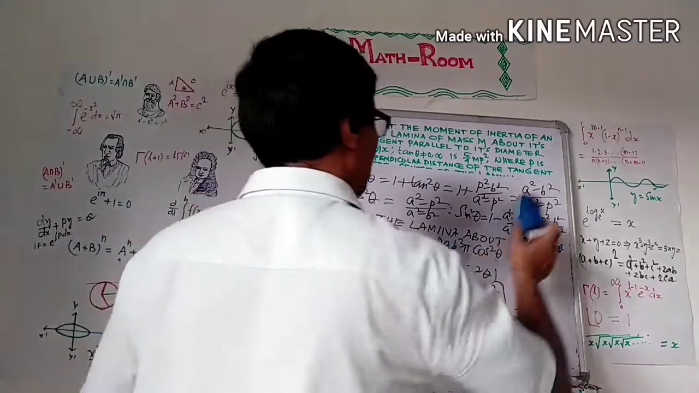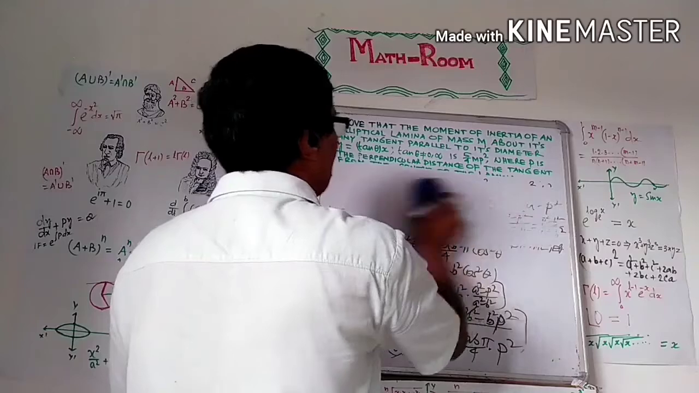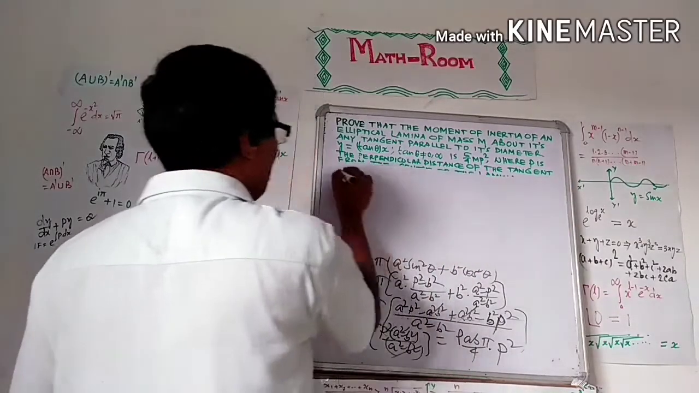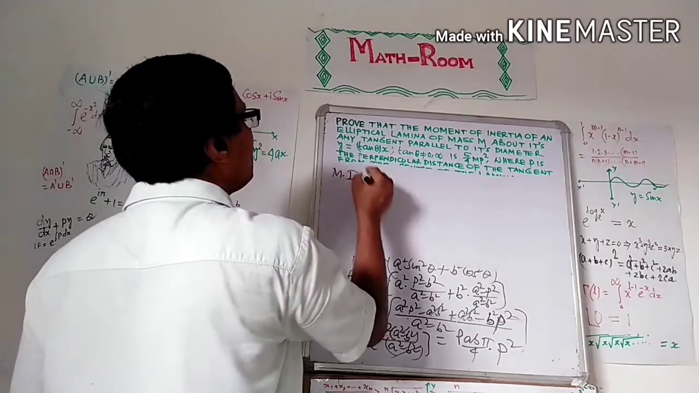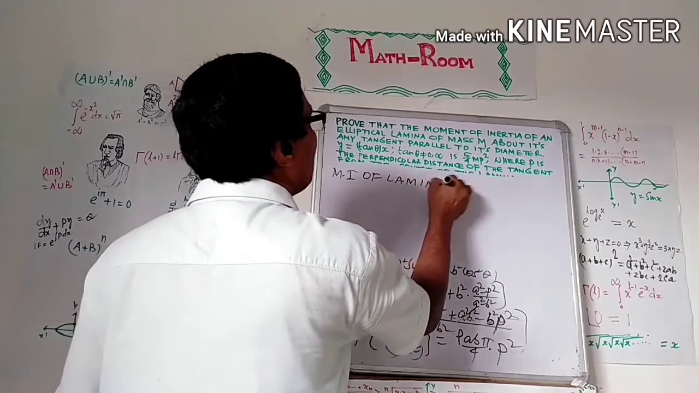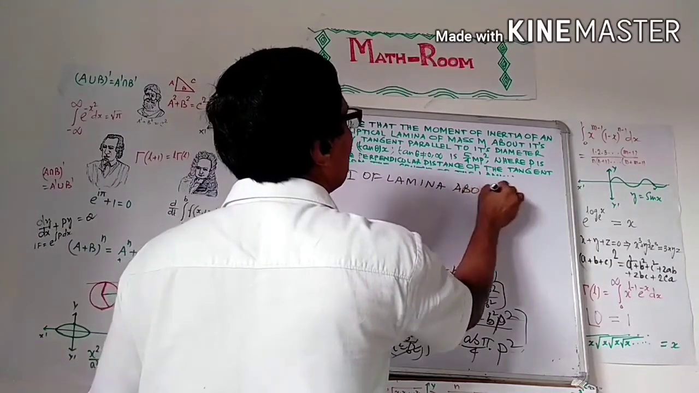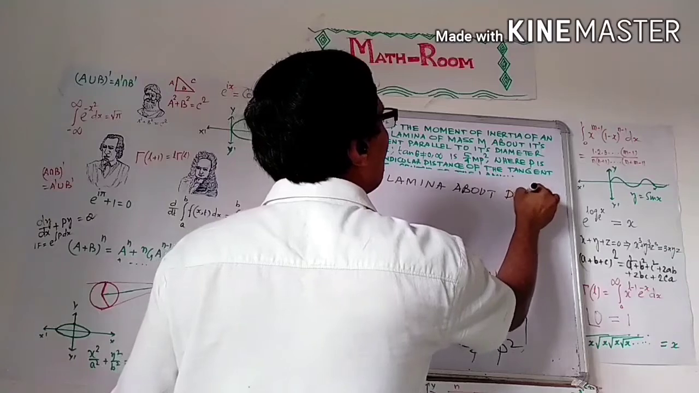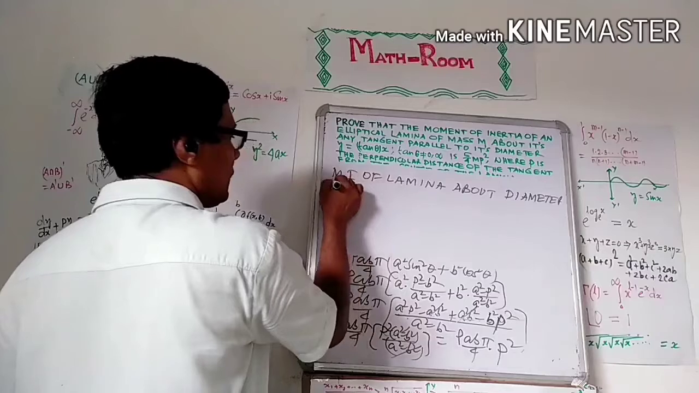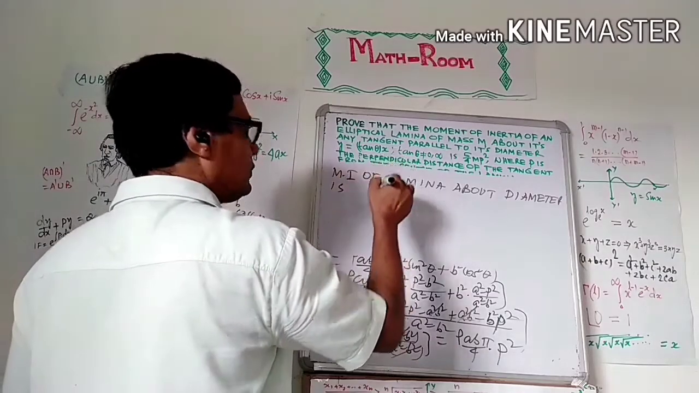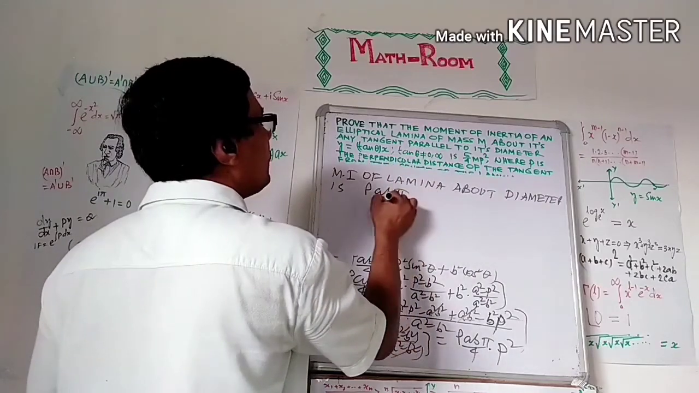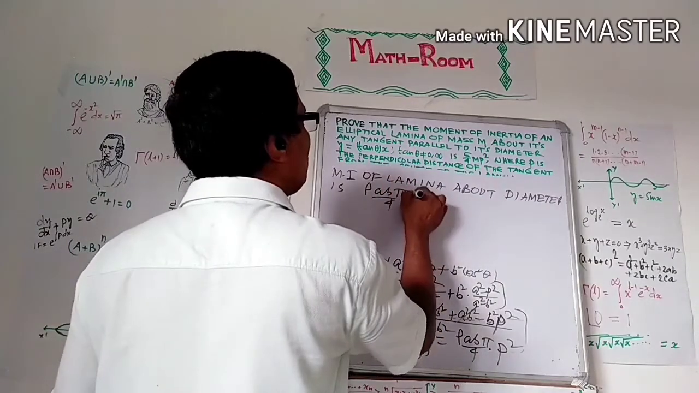Now the moment of inertia has been got as the moment of inertia of the lamina about the diameter, which is rho ab pi over 4 into p square.